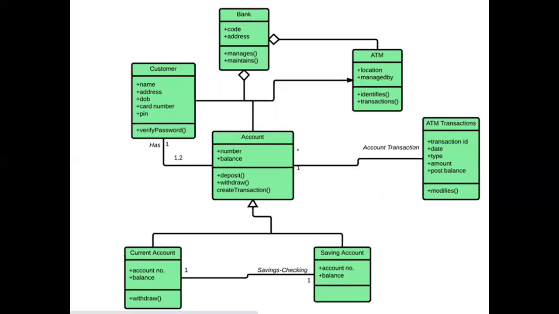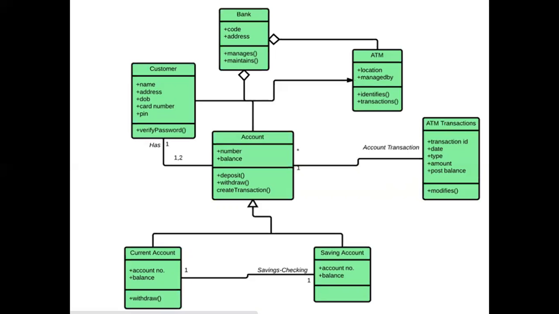And next one is aggregation. Aggregation means the ATM is part of the bank. Next, the account is part of the bank. So bank is the whole; in the bank, the ATM is one part and the account is another part. In the bank there are different types of classes. Each class is represented by a name. Suppose bank, customer, current account, saving account, transactions, and ATM.